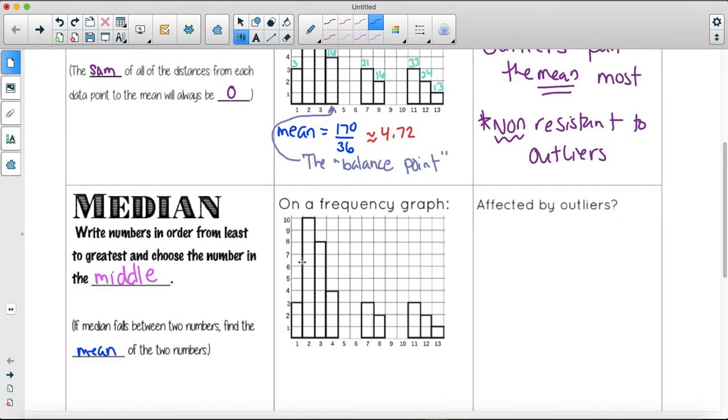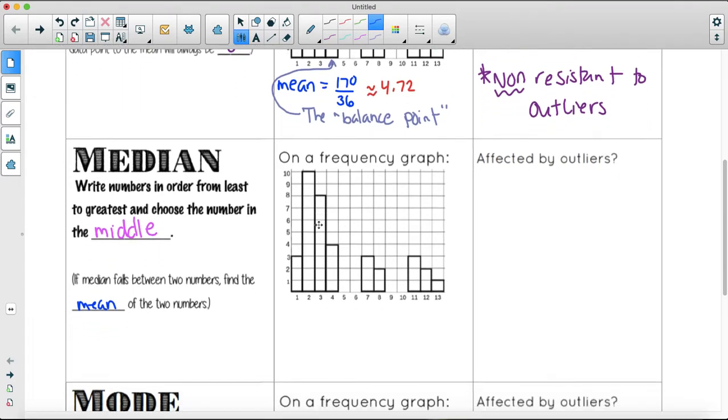On a frequency graph, the way we look at this is we start from the front and we start from the back. We want to make sure that we have the same numbers on each side. So I would start with the bottom, which is 1, and then I would start with the next one at the 13.